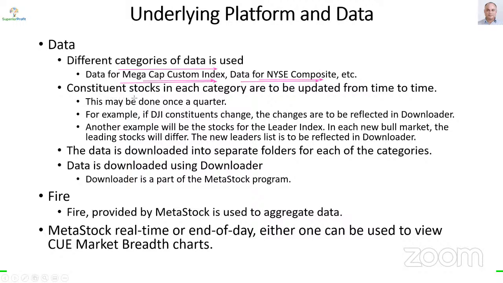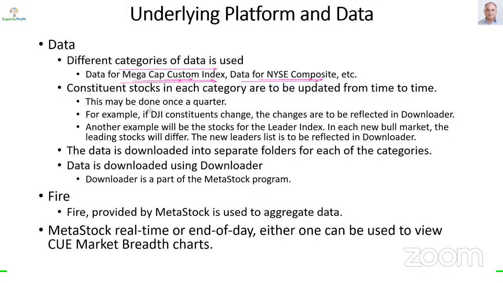Constituent stocks in each category, whether it is a custom index, composite index or major index, are to be updated from time to time. So if NYSE composite constituent stocks change, we'll need to update the data folder. If the top 20 mega cap stocks change, then we have to update the new stock coming in and the old stock going out in the data folder.